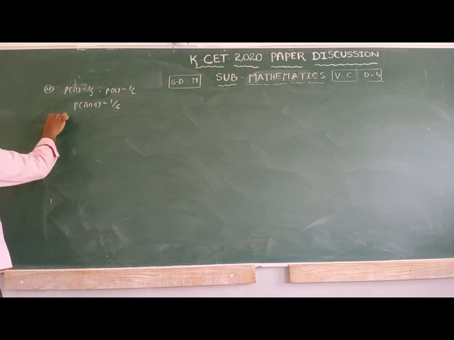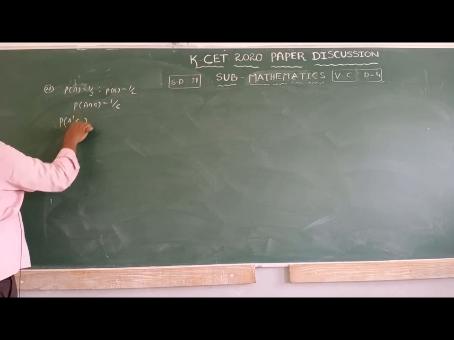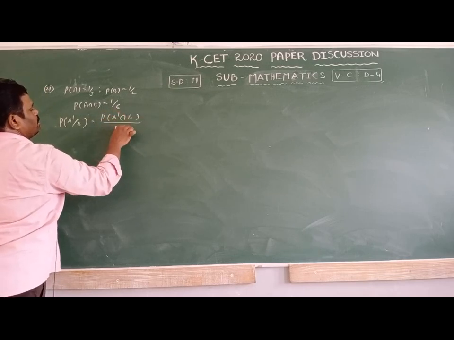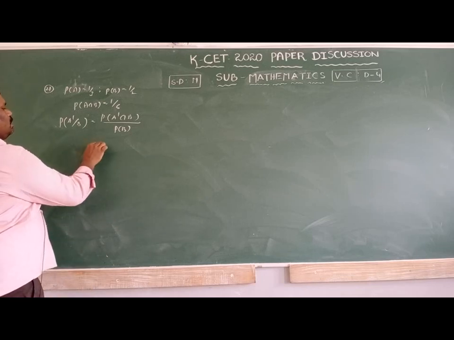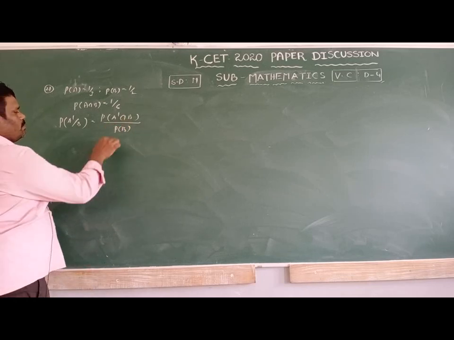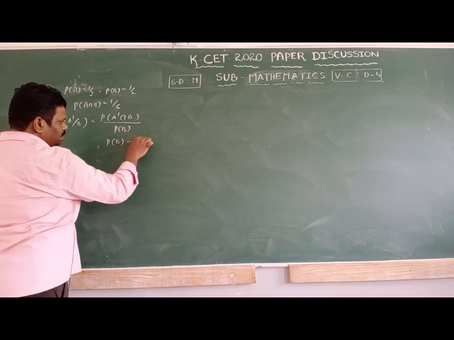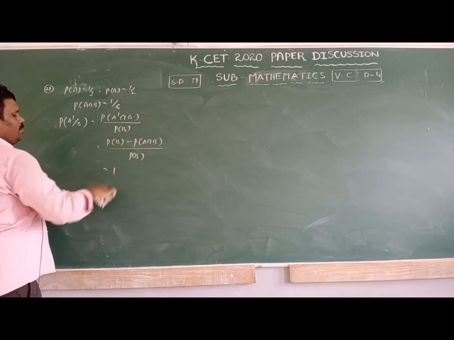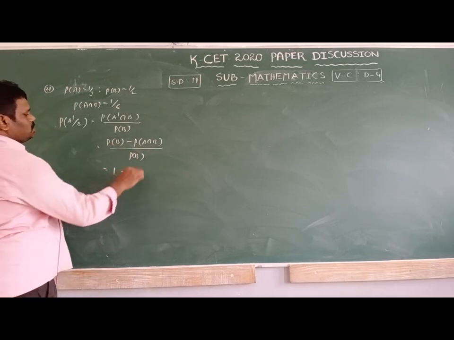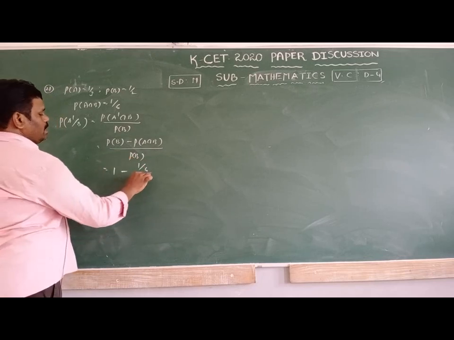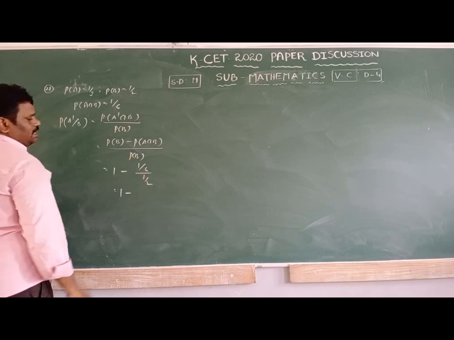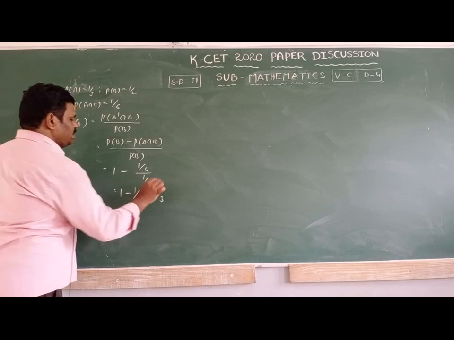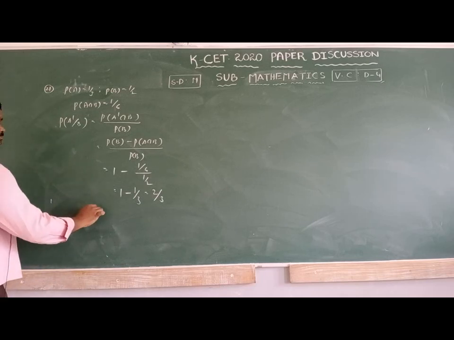Then how to simplify this: probability of A complement given B. That is the conditional probability, A complement intersection B by probability of B. So the A minus B formula: whenever the complement is not there, we write it like this. Probability of B minus probability of A intersection B by probability of B. Cancelling probability of B, it is 1 minus probability of A intersection B, 1 by 6, divided by probability of B, 1 by 2. That is equal to 1 minus 1 by 3, that is equal to 2 by 3. So option B is correct.